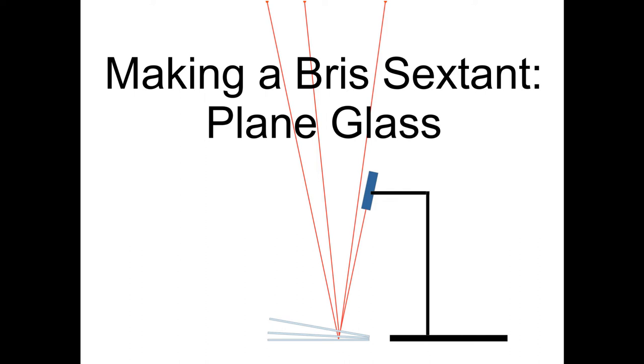In this video, I'll describe how to make a Bris sextant using plain glass microscope slides. I'll discuss using partial mirrors, also called beam-splitting glass, in another video. But even if that's your objective, I suggest you start with plain glass, as if you're anything like me, it's a fiddly and sticky process, and you're unlikely to get it right first time. It's much cheaper to practice with microscope slides than it is with expensive beam-splitting glass.